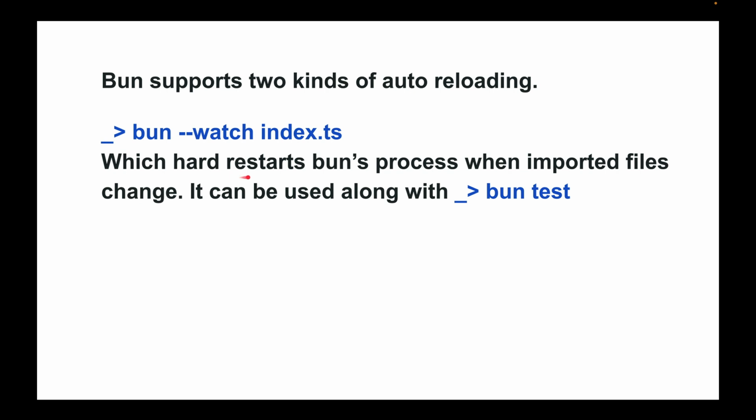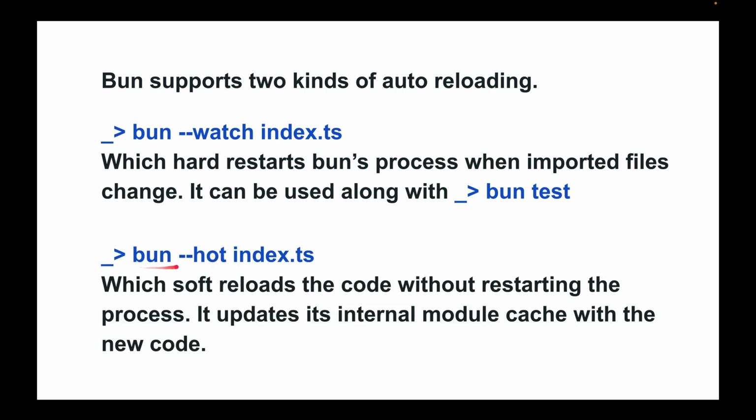It hard restarts Bun's process when imported files change, and it can be used along with the test command as well, meaning unit tests. So if we make any change in the test file, it will automatically rerun the tests and give us the result. The next command is bun --hot index.ts, which soft reloads the code without restarting the process. It is quite effective and quite beneficial.